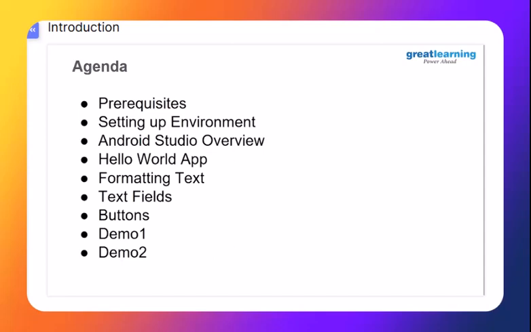Then we will see what formatting text means, text fields and buttons. Finally, whatever we learned in this tutorial, we are going to build something based on that. We are going to build two applications, which is why I have written demo 1 and demo 2. So we are going to build two applications based on everything we have learned in this tutorial.